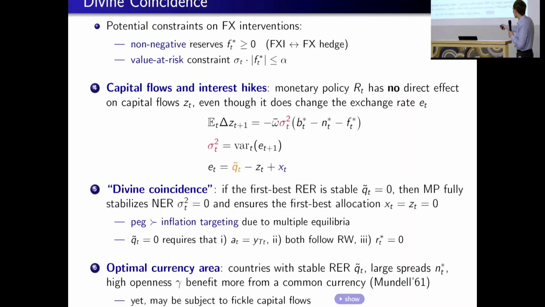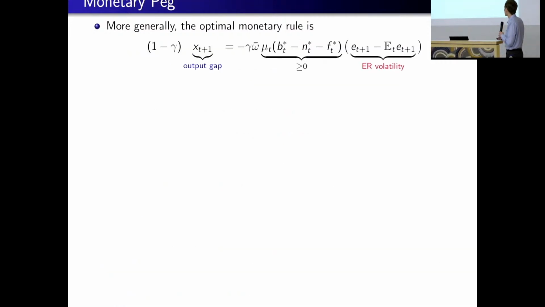Okay, so this is an extreme case, right? This divine coincidence case is an interesting benchmark, but clearly this assumption doesn't hold for most countries in the world. So what happens if there are shocks to the natural real exchange rate? What is the optimal policy? Well, then there is no divine coincidence.